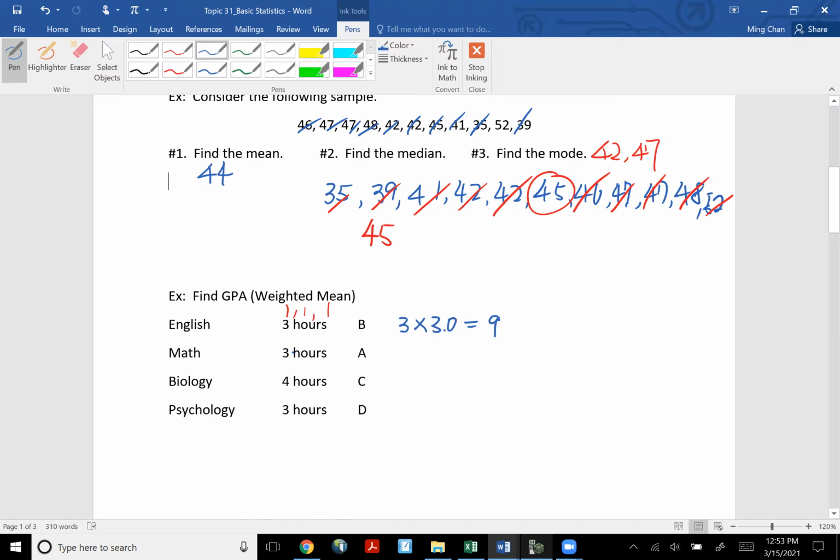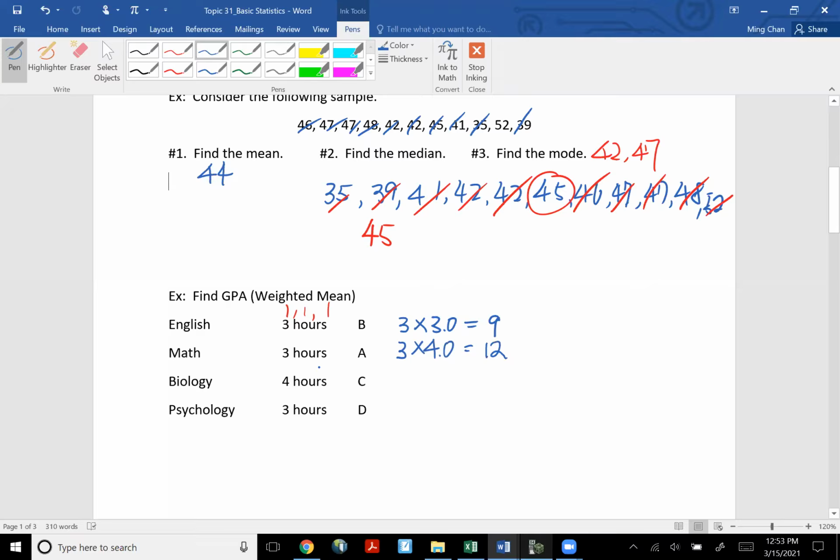All right, math, 3 hours, making an A. That means you made an A three times. Each A is 4, so instead of doing 4 plus 4 plus 4, you can do 4 times 3. Take the credit hours times your grade, 4.0. So the number of points you earn from that class is 12.